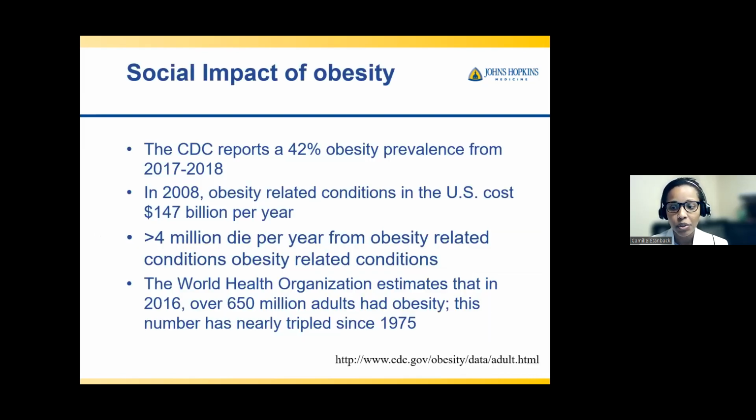Similar to diabetes, obesity affects a large portion of the population. The CDC reported that in 2017 to 2018, there was over 40% prevalence of obesity. And in 2008, this cost the US over $100 billion a year. Further, over 4 million people die per year from obesity-related conditions, including coronary artery disease, diabetes, strokes, and certain cancers. It's important to note that these numbers are increasing. In fact, this number has nearly tripled since 1975.